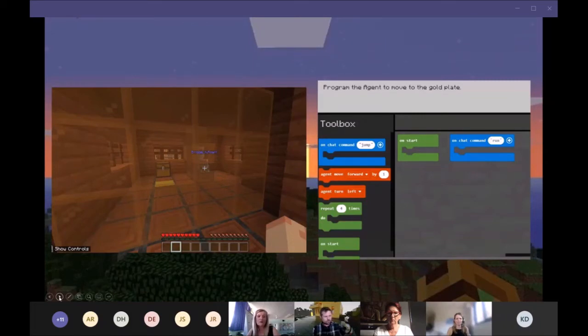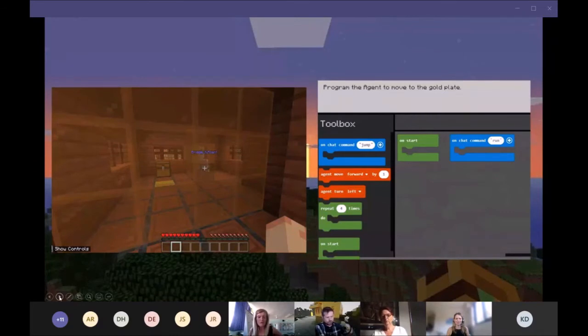So you can see in the picture here, the little agent just needs to move around the wall and stand on the gold pressure plate, and the crate will open, and he will get the puzzle piece that he needs. But you can see you could complete that very basically by just using the agent move forward block over and over again, or you could refine your code by using a repeat loop if you understood and you knew how to use that. So there is an opportunity for the kids to take that to the next level.